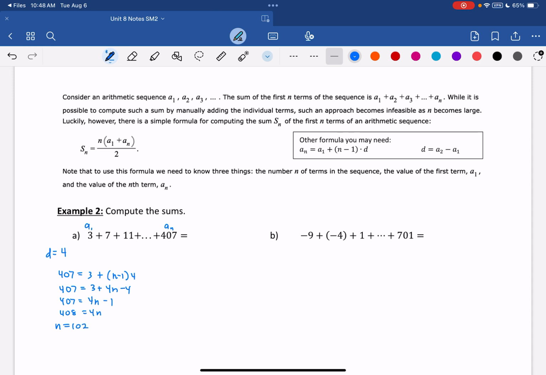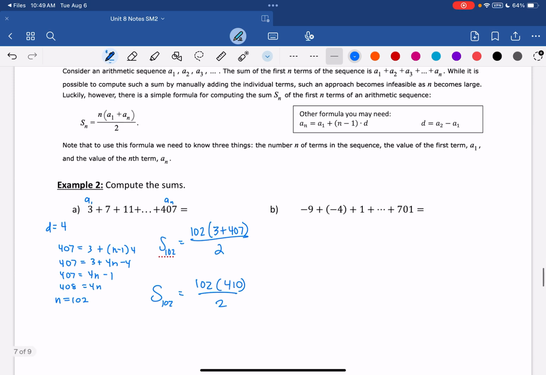So do we have everything we need? We certainly do. The sum of the first 102 is n, which was 102, times a sub 1, which is 3, plus a sub n, which is our last term, all divided by 2. So the sum of our first 102 is 102 times 410 divided by 2, which is 20,910.